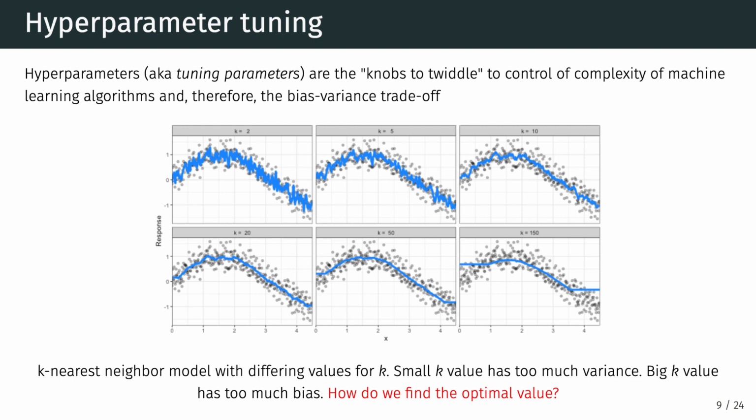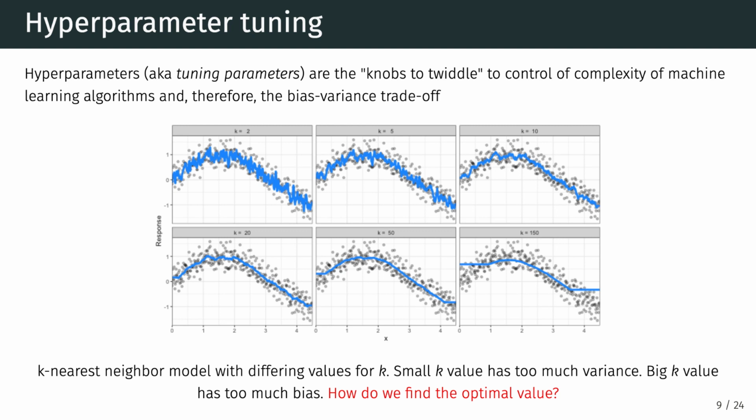Hyperparameters are what we call the knobs to twiddle to control the complexity of a machine learning algorithm. And when we control the complexity, we're controlling the bias-variance trade-off. Not all algorithms have hyperparameters. However, as the complexity of our models increases, or we get more flexible models with the ability to capture and conform to more complex relationships in our data, we tend to see an increase in the number of hyperparameters.